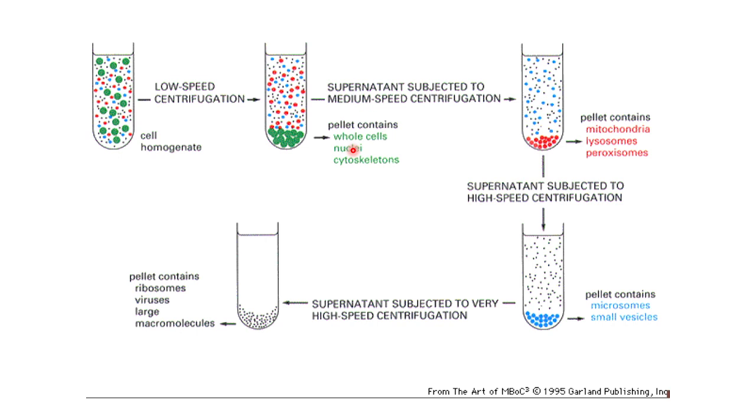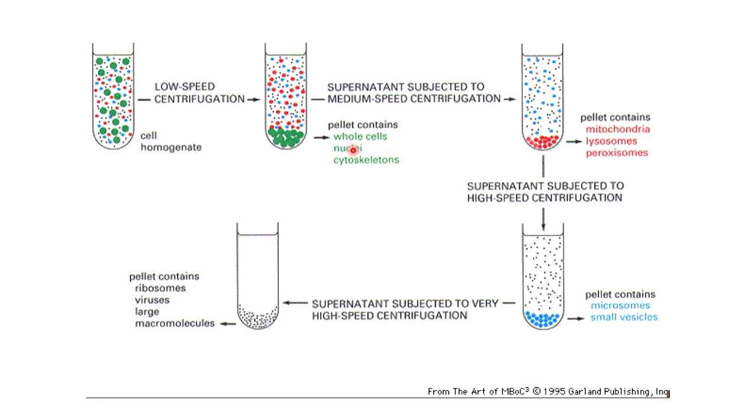Now, after you get the pellet, you take the supernatant and you spin it at a medium speed. On spinning it at a medium speed, you can separate out the mitochondria, lysosomes, and the peroxisomes. Then again you get the pellet, you separate them, and you spin the supernatant at a high speed. Now the pellet will contain mostly microsomes and the smaller vesicles.